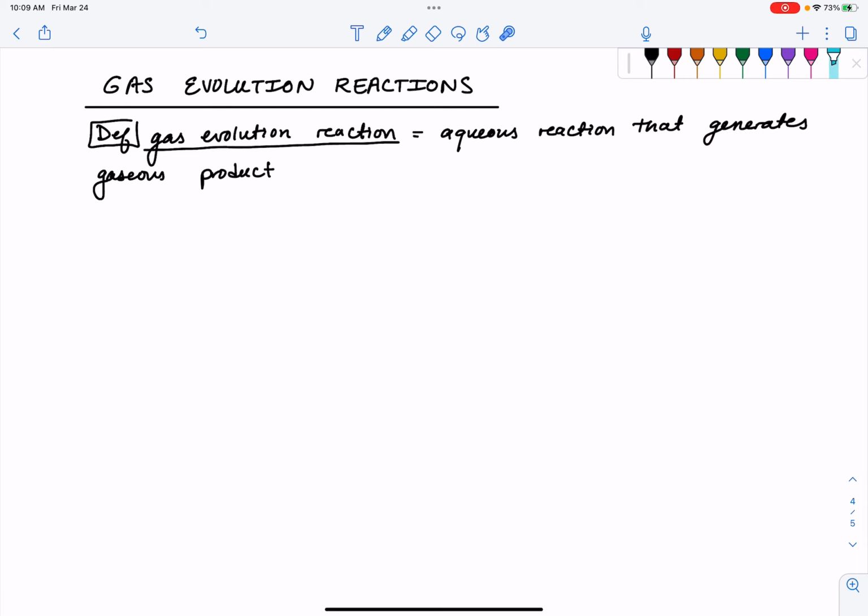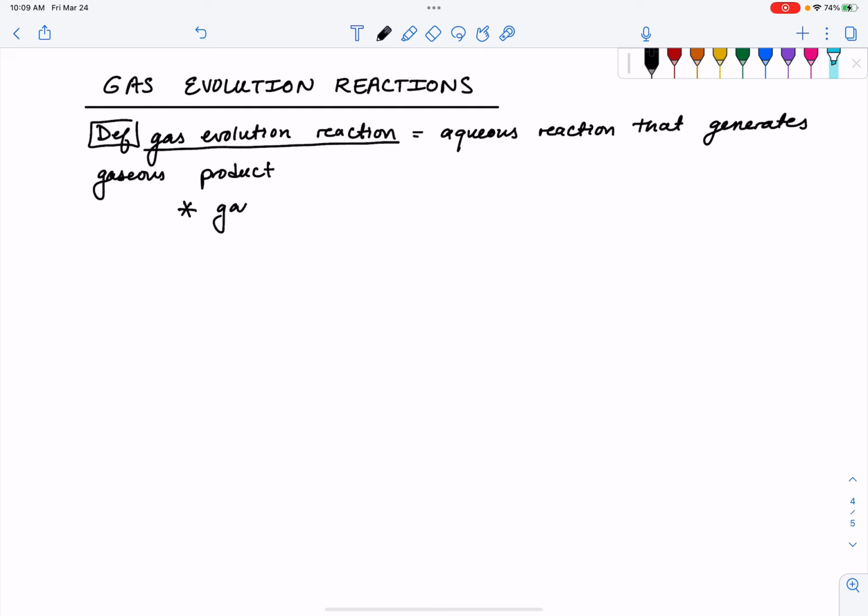So a precipitation reaction is an aqueous reaction such that a double displacement of ions creates a solid product or an insoluble precipitate product. Here, an aqueous reaction that generates any kind of gaseous product is what we call a gas evolution reaction. And gas evolution reactions can occur via two different kinds of mechanisms. There are two different pathways in which a gas can be evolved or created as a result of some aqueous reaction occurring. So there is firstly the direct formation.